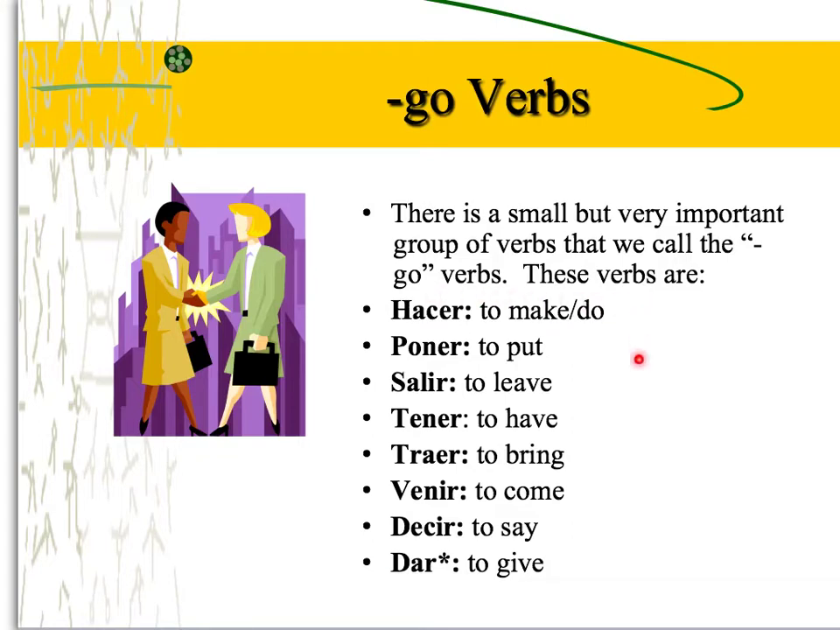Pause this video and write the verbs down. Okay, hacer, poner, salir, tener, traer, venir, decir, and dar. And dar has an asterisk beside it because it doesn't actually do the go thing at the end, but it's an irregular yo form and it's in this chapter. So let's look at this a little closer.